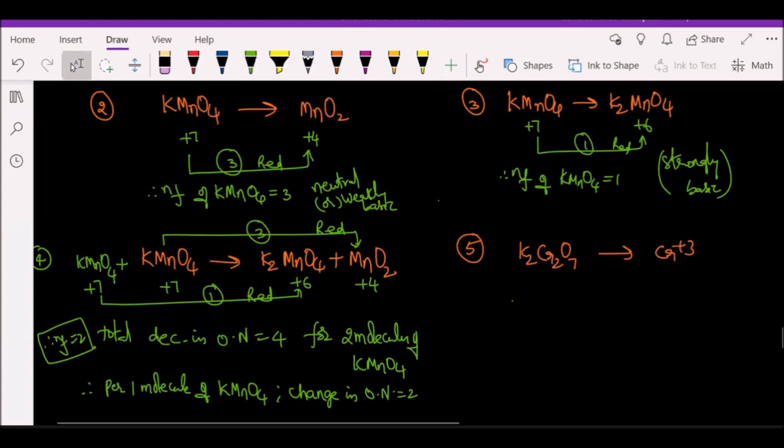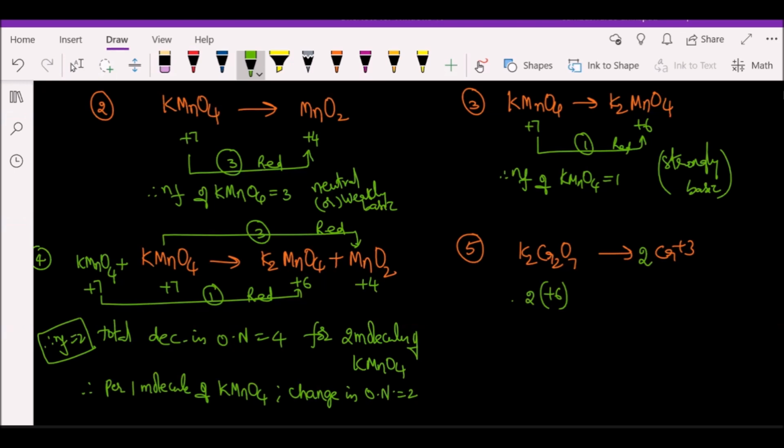So, let us see the fifth example. Here, two chromiums we have. Compulsorily you must take two chromiums because chromium is a species undergoing change. Each chromium is plus 6, and two chromiums are there per molecule. Per molecule, we have two chromiums.